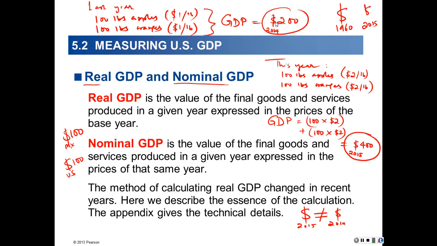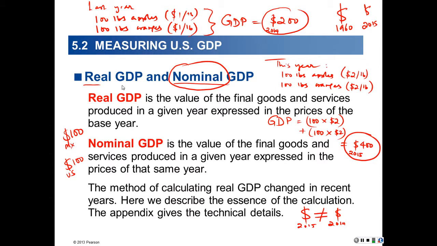Right? So what am I saying here? I'm saying that you really can't compare the $400 to the $200. You can't compare them, because they are really different dollars. Right? And so what are these dollars called? These dollars are what are called nominal dollars. So that's what nominal GDP is.